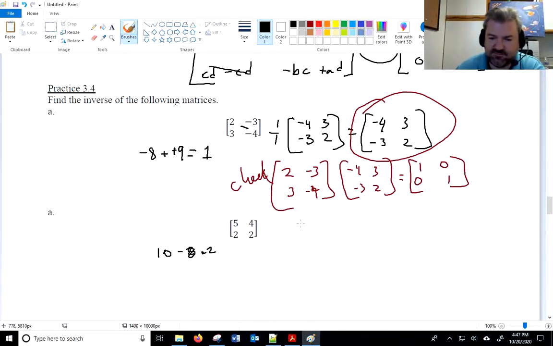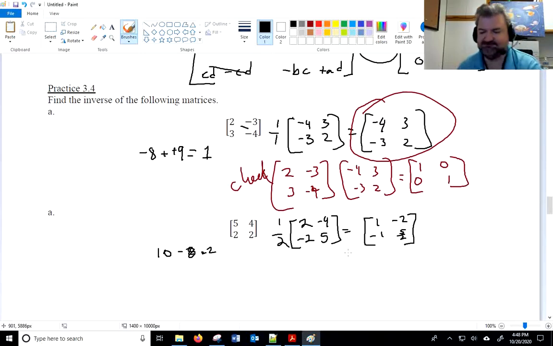Okay, so what we'll do is we'll flip-flop the positions here, and we negate the numbers here. And we're going to multiply that by 1 over the determinant. So my inverse ends up being 1, -2, -1, and 5 over 2. And there we have it.